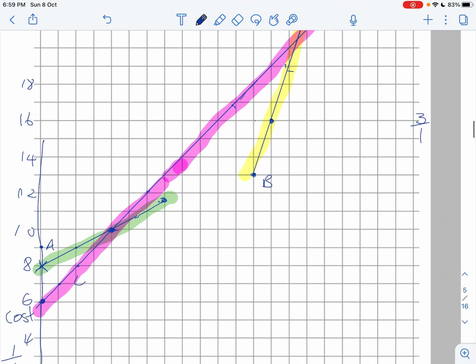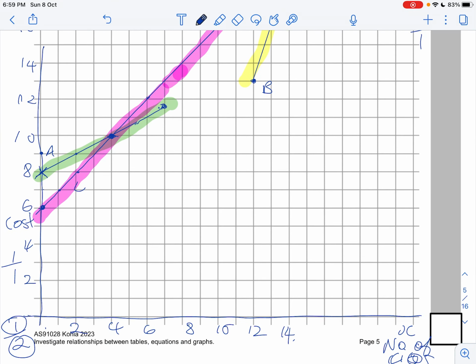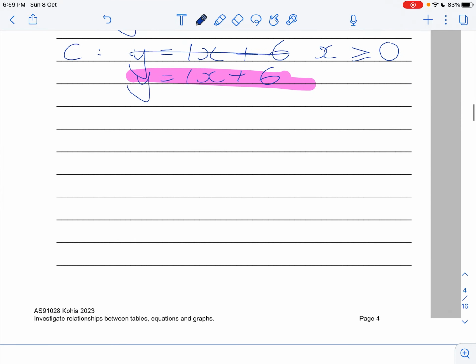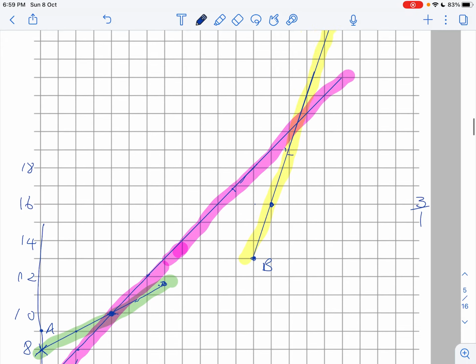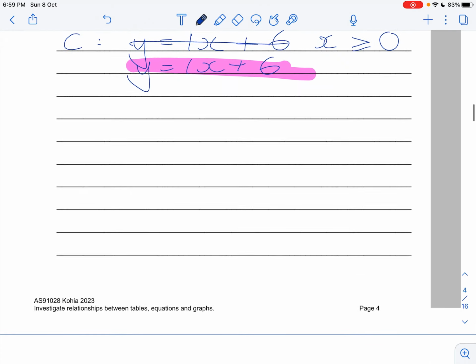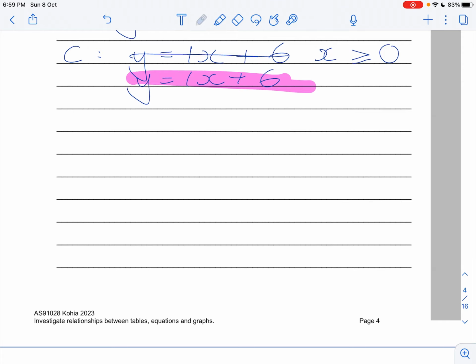That crosses after 4 kilograms. So that means before 4 kilograms, C is underneath. That means that's the cheapest. So C is the cheapest when x is less than or equal to 4.